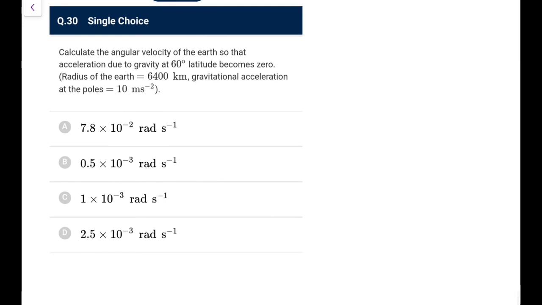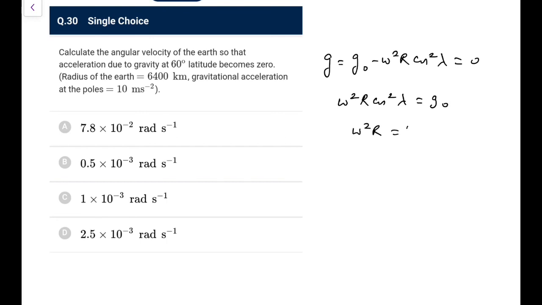Calculate the angular velocity of the Earth so that the acceleration due to gravity at 60-degree latitude is zero. You know, at any latitude g is g naught minus omega square R cos square lambda. So for this to become 0, omega square R cos square lambda should be equal to g naught. At 60 degrees, cos square 60 is 1 by 4. So omega square R is equal to 4 g naught. That is what we can make out. What do you need now? You need the angular velocity. So omega square is 4 g naught by R. You can say omega would be 2 times root of g naught by R. So this is the value we will have.